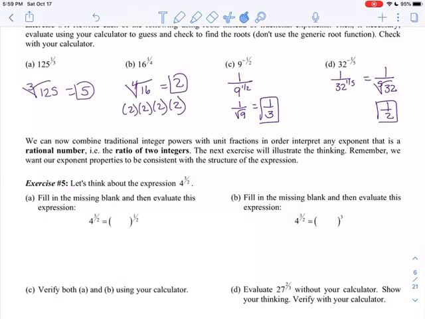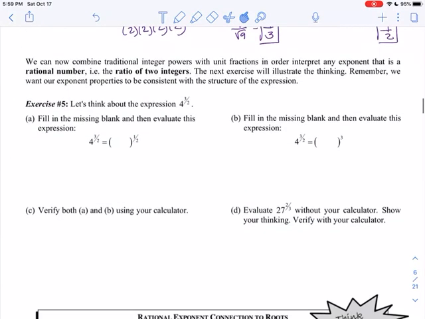So there are 2 ways to do this. Me personally, I do it the second way. I do it this way, B, but either way is fine. So I'm going to show you both ways.